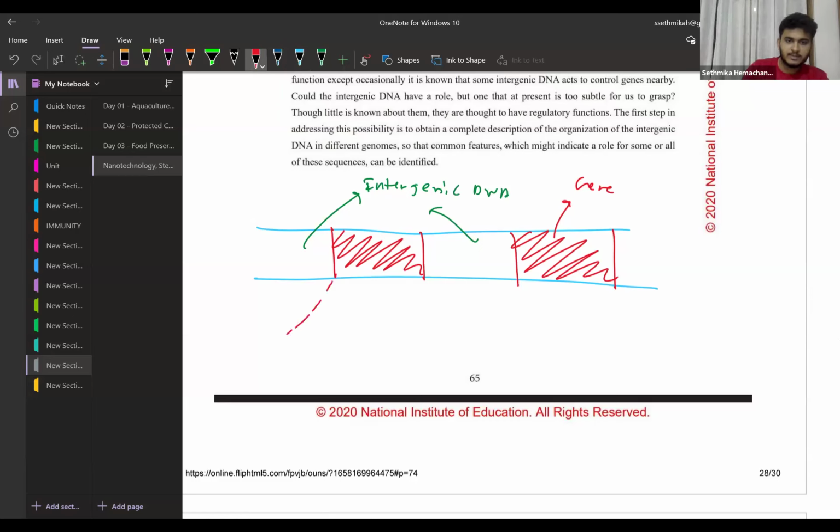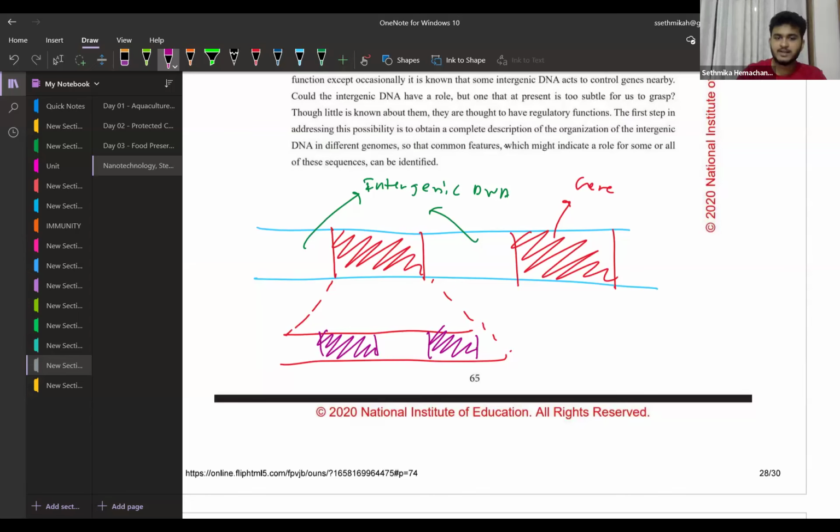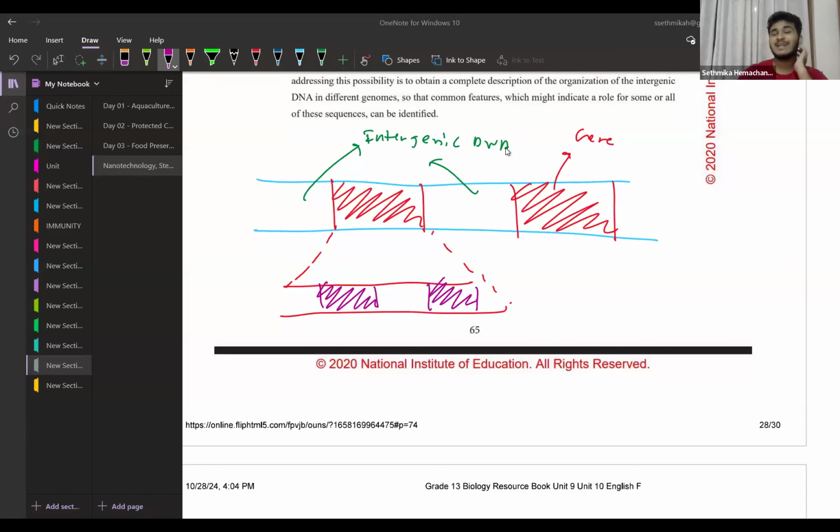When you take the inside of the gene, usually a gene is transcribed, right? What is transcribed? DNA is converted into mRNA. That's transcription. So a gene is transcribed, but not all parts are translated. What is translated? Converting the mRNA into a protein.